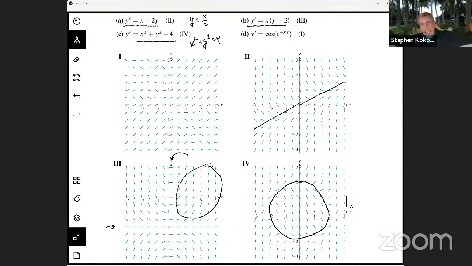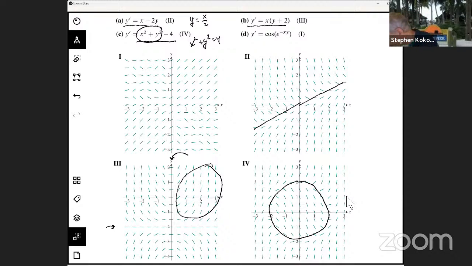What happens outside that circle? Well, outside that circle, x squared plus y squared is going to be greater than 4, and therefore the derivative is positive. And so look at all those line segments outside that circle. They all have positive slope. I'm feeling good about this one. And inside the circle, that expression x squared plus y squared is less than 4, and so I better have some line segments that are negative, and in fact they are, which is pretty cool. So C goes with 4.